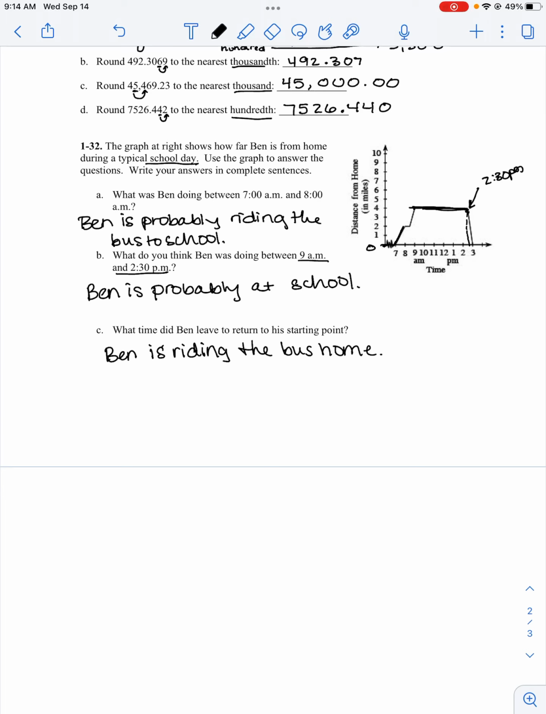Okay. The main thing is noticing that when this slant occurs, that means that he's moving. His distance is moving.